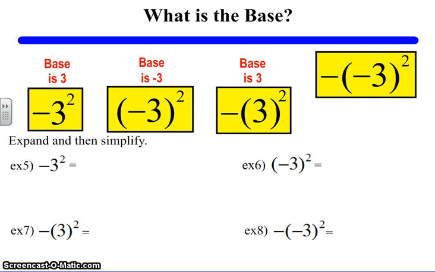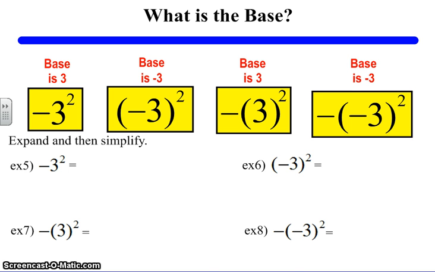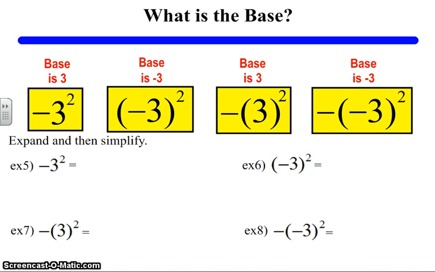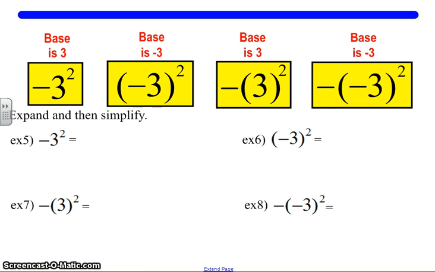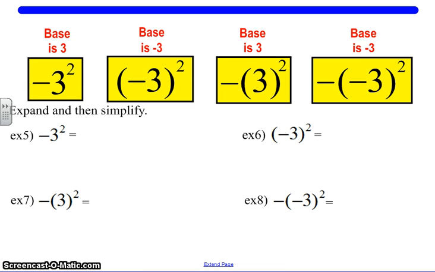And then in the last yellow box, again, there's a negative 3 inside the parentheses. There's also a negative sign outside of the parentheses. The only thing that is the base is what is inside the parentheses. So that negative 3 is the base in that final yellow box. Make sure you understand that and you have that copied down in your notes.